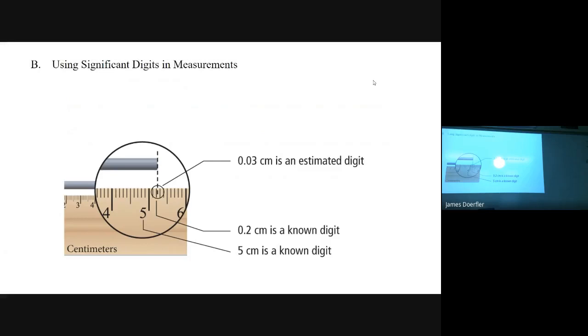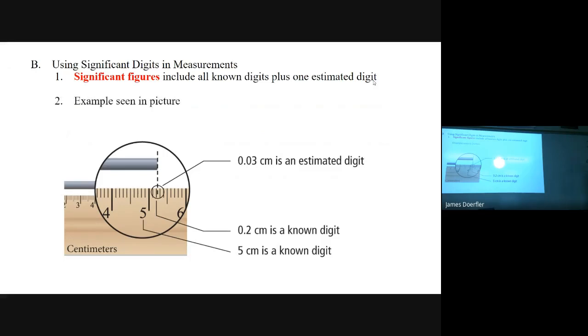So when we measure, Sig Figs, okay, significant figures include all known digits plus one estimated digit. We're going to talk about this example up here. Okay, so all known digits and one estimated digit. So if you look at this part right here, see this purple line? We measure it. You see the dashed line connecting it to the ruler where it's measured. We know that 5 centimeters is known. We know that that line crosses at 5 centimeters.